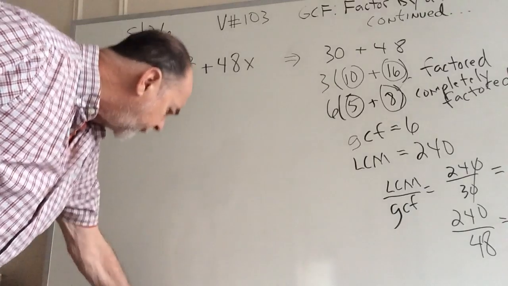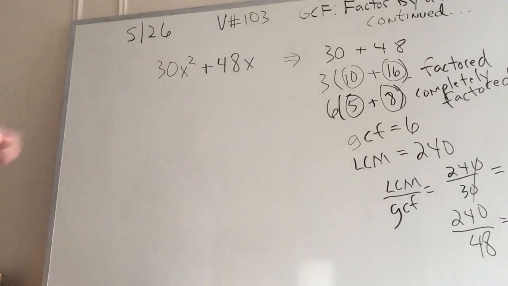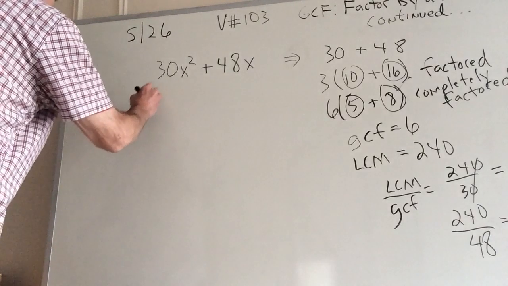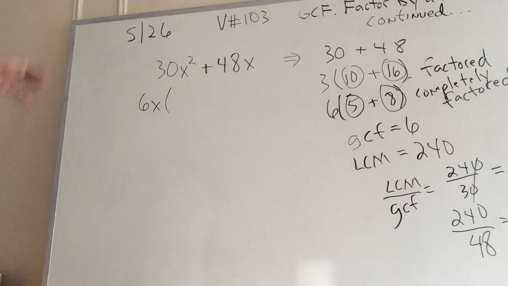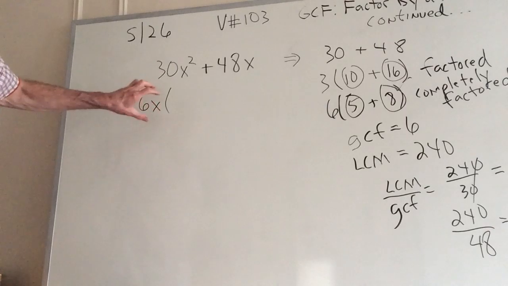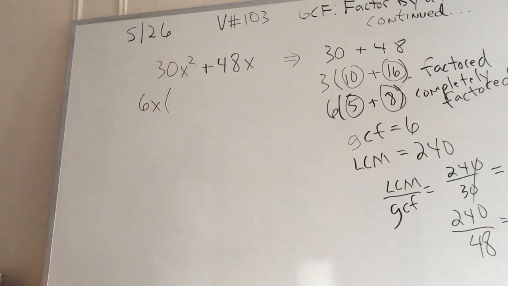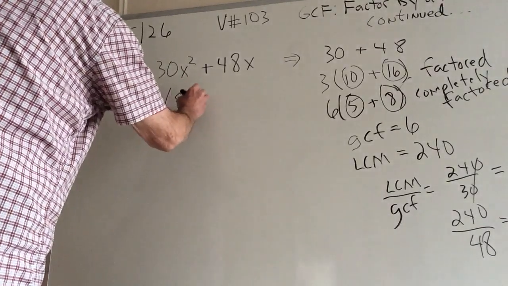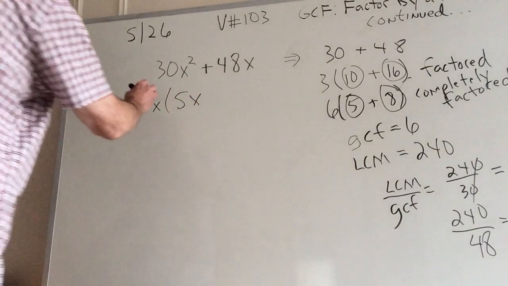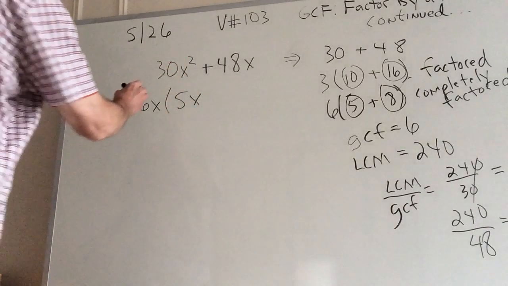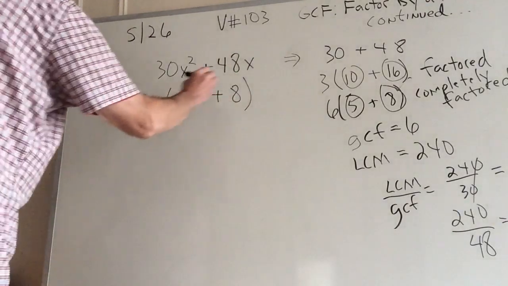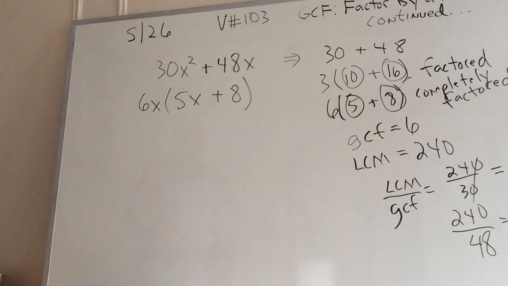I've picked up and absorbed 6th grade math, and now I go right to work here. 6x is the GCF. A lot of kids don't need all this explanation to see that. That's the biggest term I can extract from this binomial quadratic. What's left? 5x. Double check yourself. 6 times 5 is 30. X times x is x squared. And then, of course, 6 goes into 48x 8 times. You can check yourself. 6x times 8 is 48x. This is completely factored.